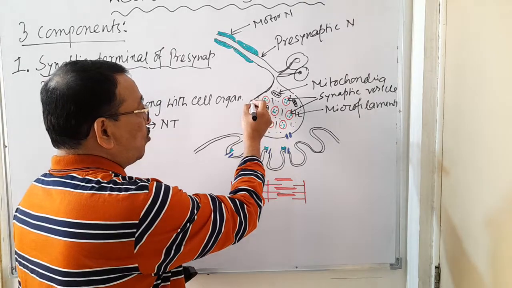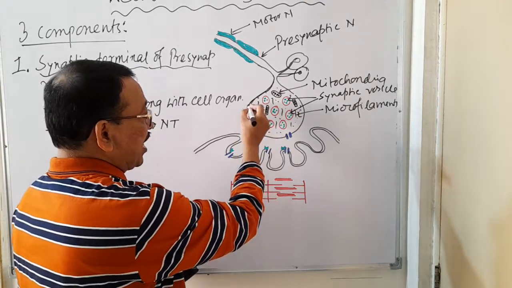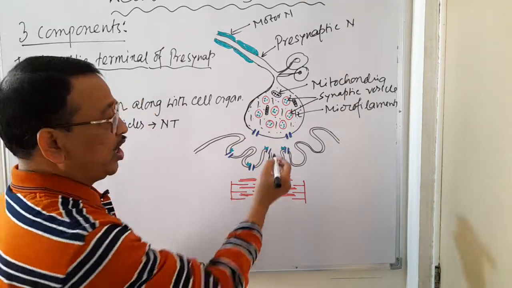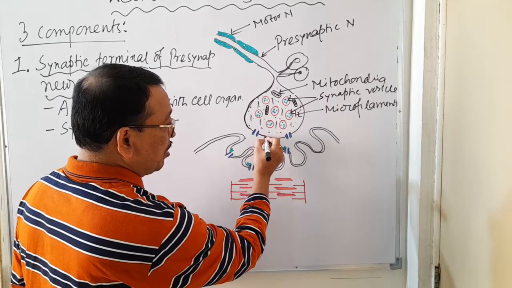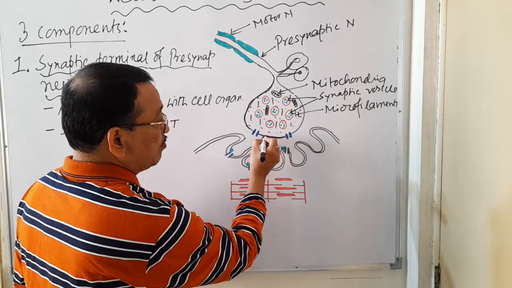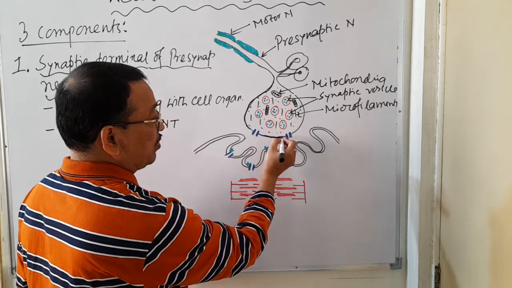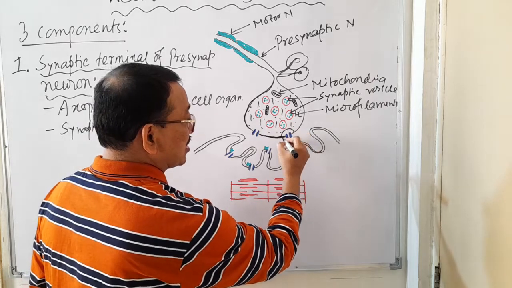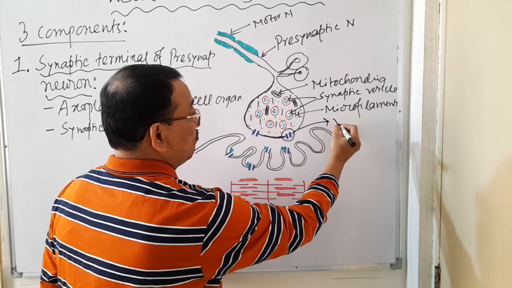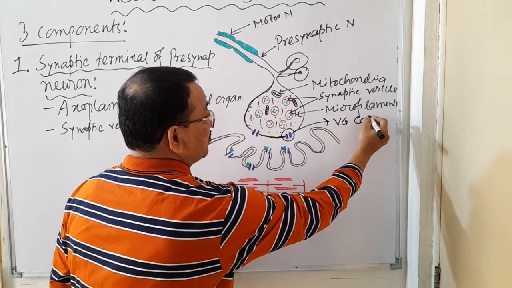Now, besides these structures, there is another important component which is present on the presynaptic membrane. This is the membrane of the presynaptic axon terminal. On this membrane, there is a structure which is known as the voltage gated calcium channels.